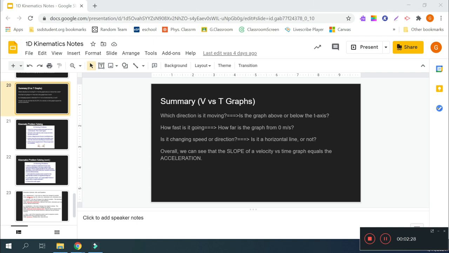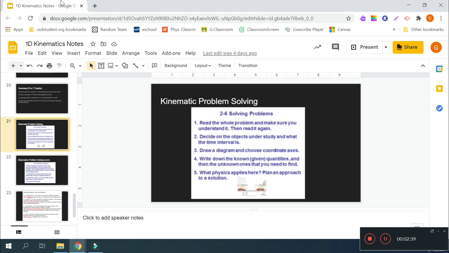So next we're going to get into some kinematics problems using equations of motion. And first I just wanted to go through some basic problem solving steps. So the first thing you want to do is read the problem very carefully, make sure you understand it, and then reread it. Figure out what object you're talking about, or objects, in the problem and what time interval over which you're studying them. Sometimes it's a good idea to draw a diagram or a v versus t graph and choose coordinate axes, and we'll see examples of this in a bit.